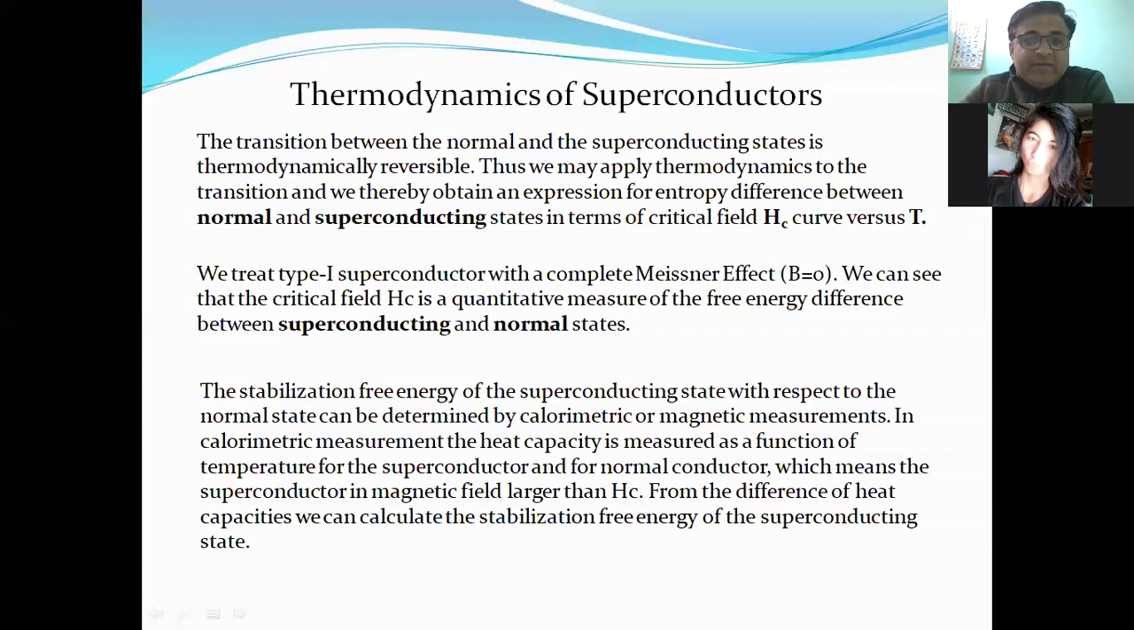And we treat a type 1 superconductor with a complete Meissner effect where B is equal to 0. We can see that the critical field Hc is a quantitative measure of the free energy difference between superconducting and normal states. So now we will define certain terms like stabilization energy in the superconducting state, just from the preliminary idea of magnetism, which you already have.